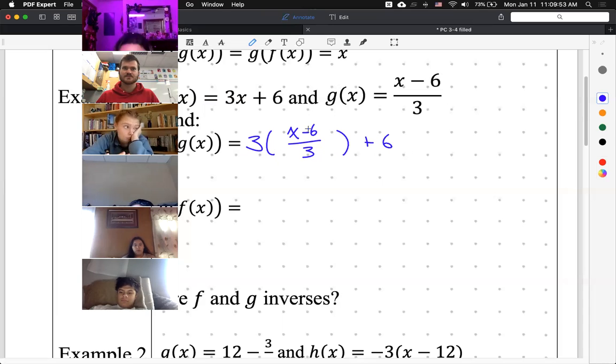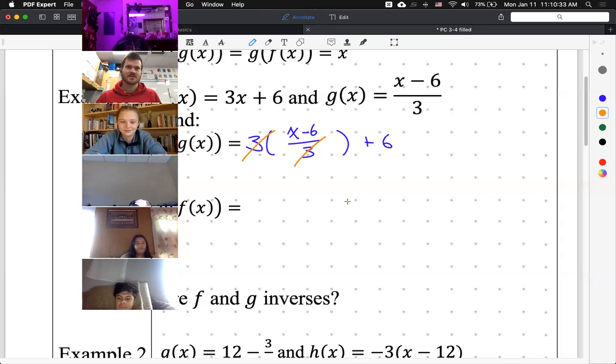Any ideas? Yeah, Ellery? You can distribute the 3 into the x minus 6 divided by 3. Yeah, so are you thinking like 3x minus 18? Yeah, or actually, maybe a better way is to simplify in the parentheses first. So you could have 1/3 x minus 2. And then it's somewhat simpler to distribute the 3 into. Yeah, that would work. And there's an even easier way. You want to see the even more shortcut way? Yeah.